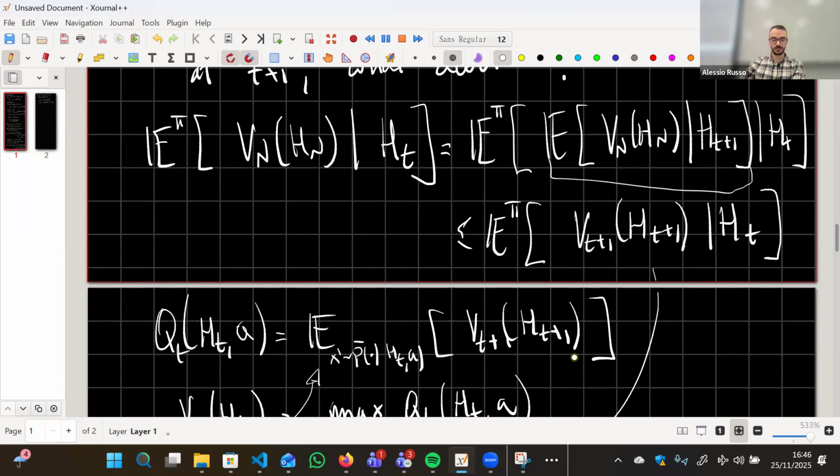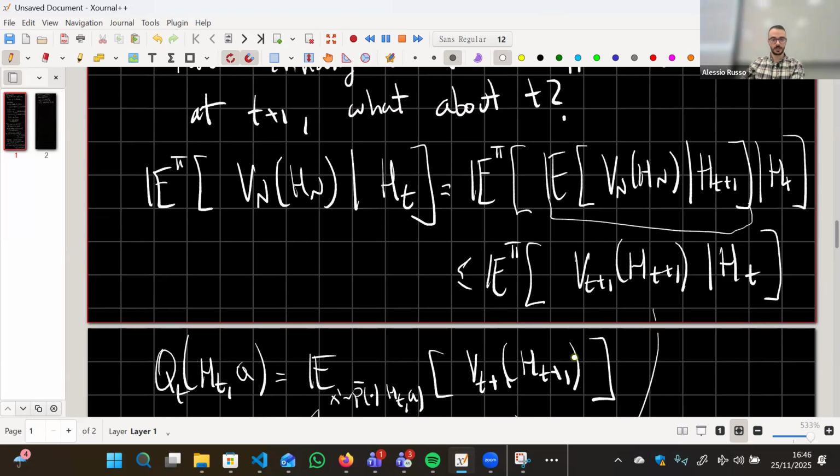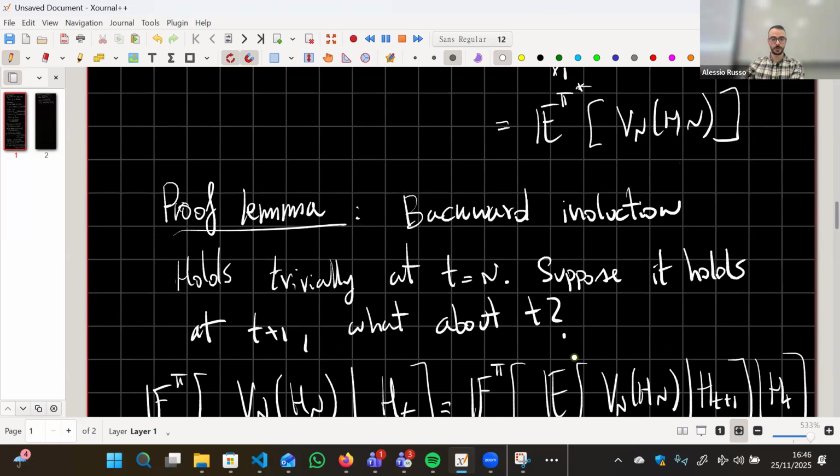So maybe, I don't know if you have any question about this. Is it clear why it should hold with equality here? The reason, maybe it was not super clear now that I think of it, is that when we do the backward induction, it holds at time t equal n. Then the assumption that we make at time step t plus 1 is that it holds. So when we use pi star, it holds with equality.